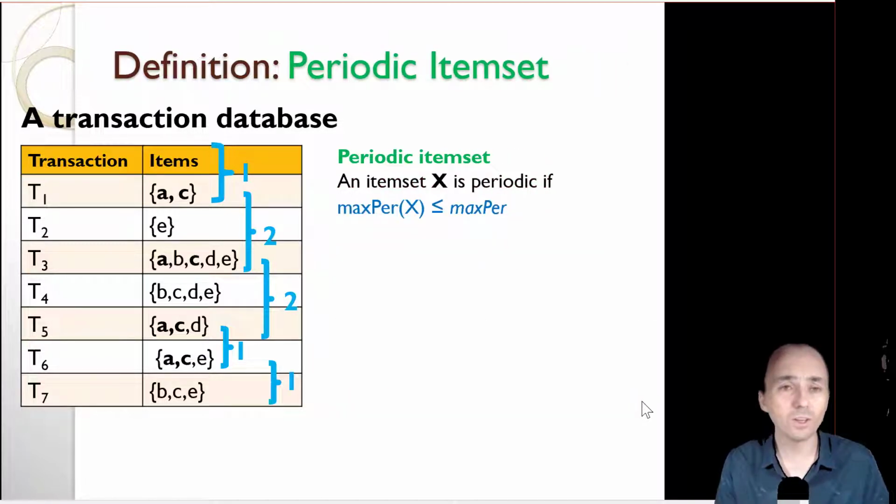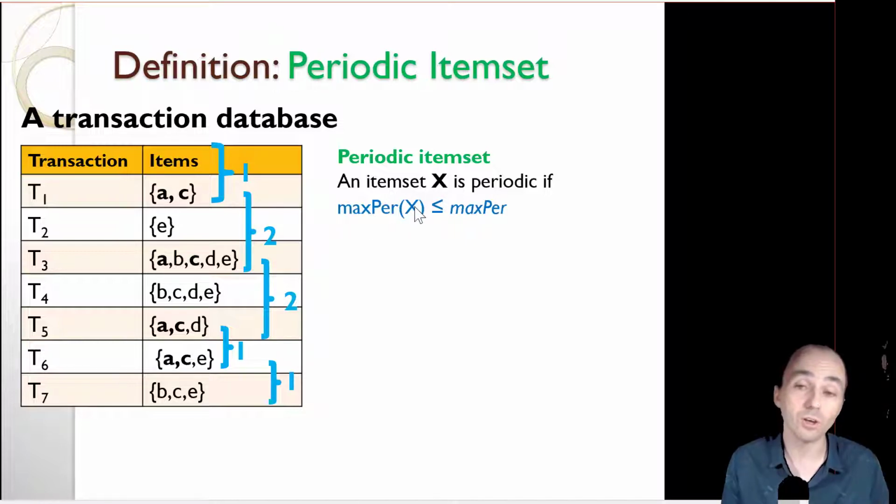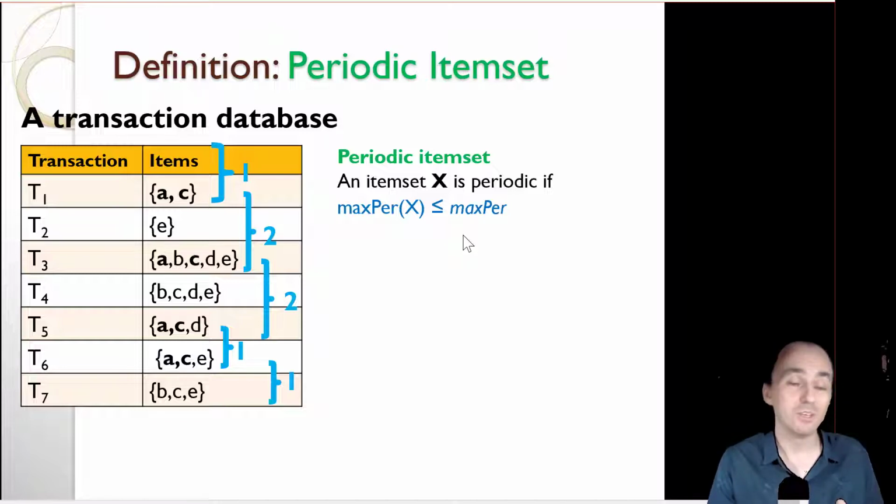So now, what is a periodic item set? An item set will be periodic if the maximum of the periods of this item set is smaller than the threshold set by the user, the parameter from the user. So that's all. Now let's look at some examples to put all these definitions together.